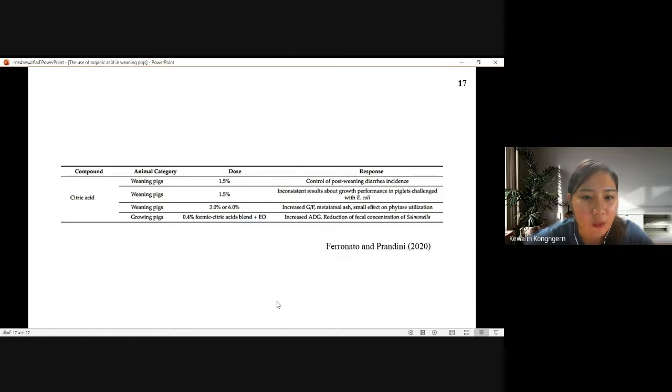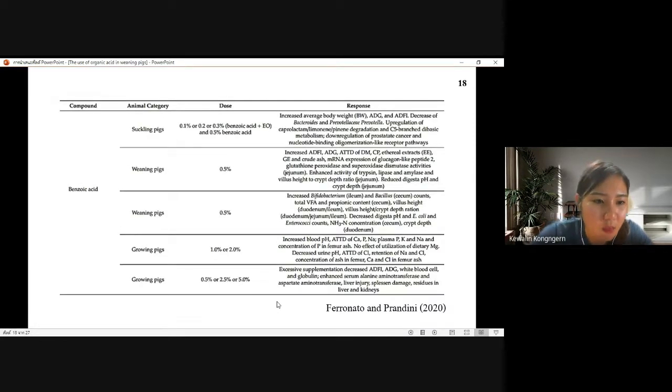For citric acid, when we use 1.5% in weaning pigs, it will control post-weaning diarrhea incidence, with inconsistent results on growth performance in pigs challenged with E. coli. And when we use 3 or 6% in weaning pigs, it will increase gain per feed and have a small effect on phytate utilization.